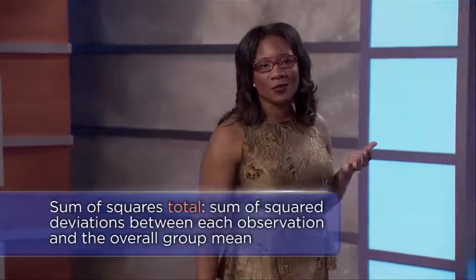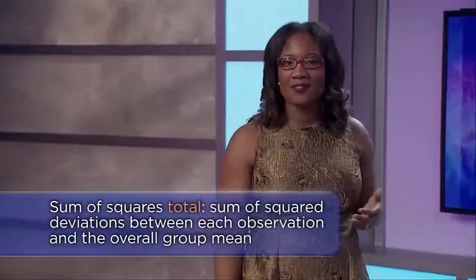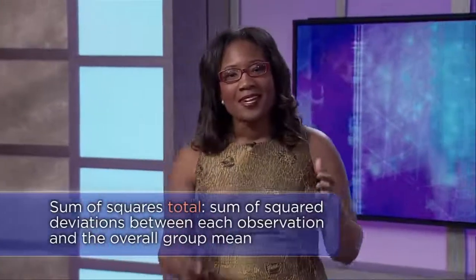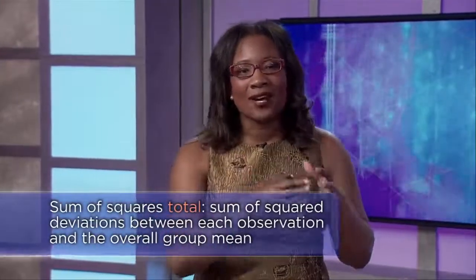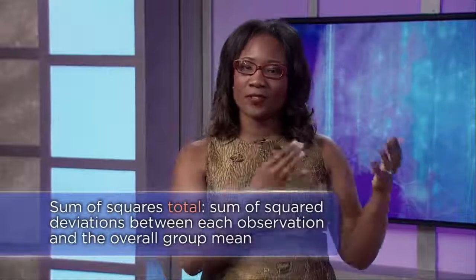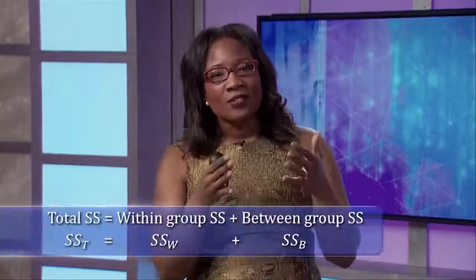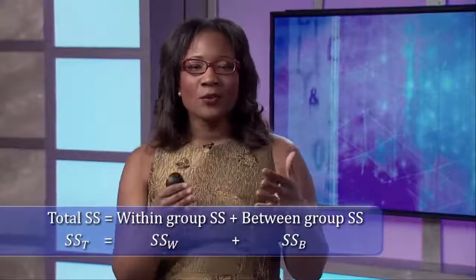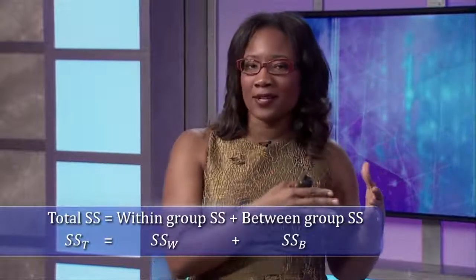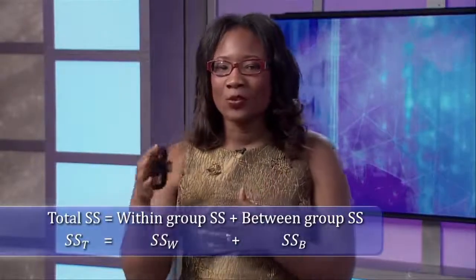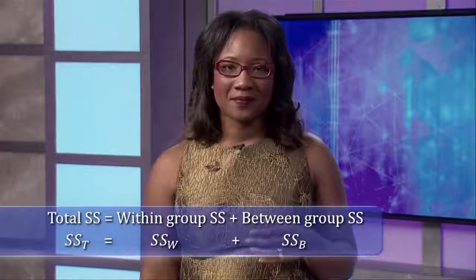Lastly is the total sum of squares, or sum of squares total. Now this is the sum of the squared deviations between each observation and the overall group mean. Sum of squares total is the sum as i goes from 1 to n of xi minus x bar quantity squared. So in other words, the total sum of squares is equal to the within group sum of squares plus the between group sum of squares.